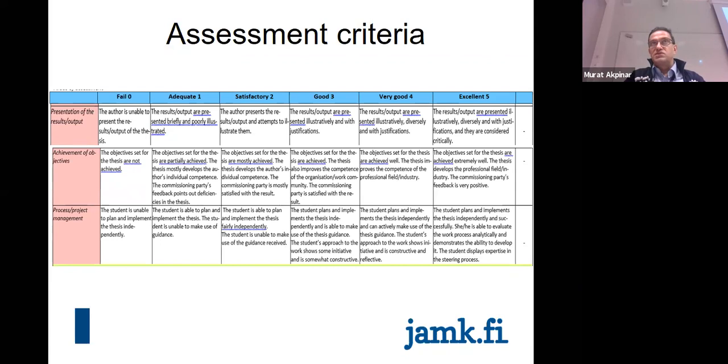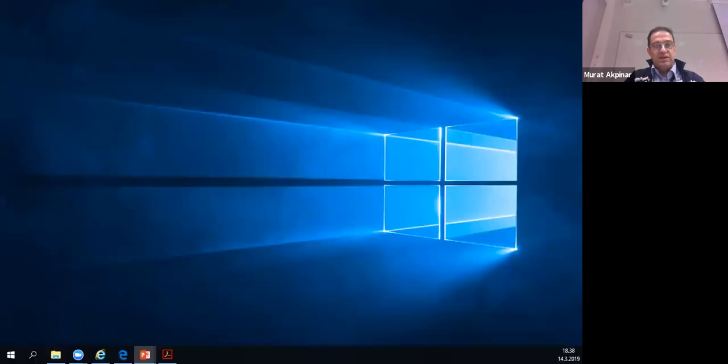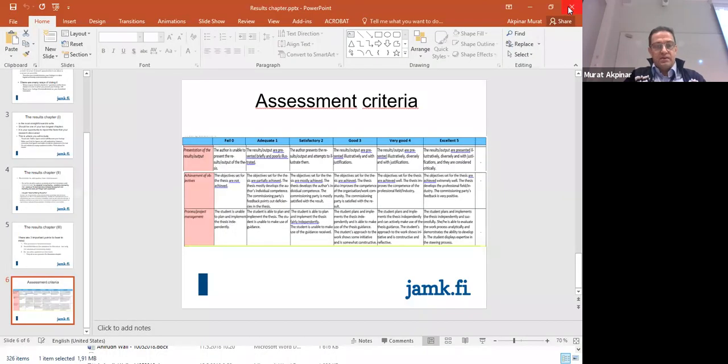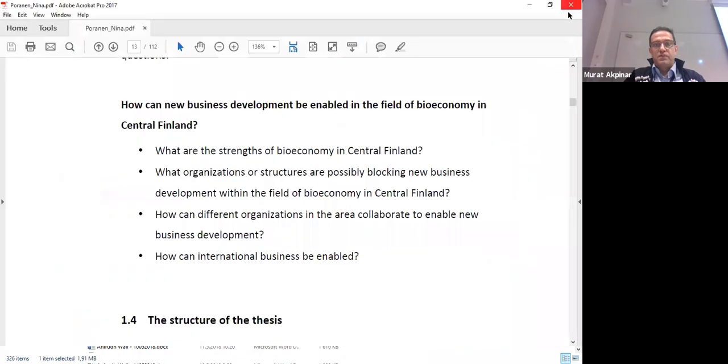So that's all about the results chapter. Now let us go to C, the thesis of Nina Poronen. I start with the research questions. This is the starting point. Remember, she had one main question, and under that, 4 sub-questions.